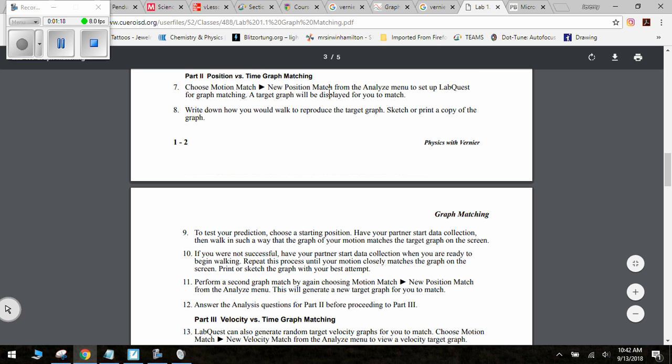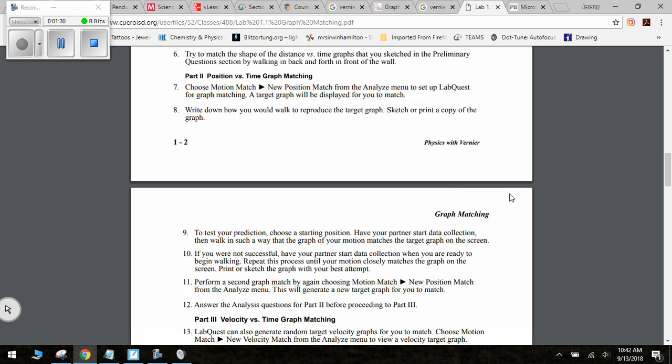So we made a new position match. A target graph was displayed. What a lot of people skipped out on doing was writing down how you would walk to reproduce the target graph. So that's one of the most important parts of the whole lab, is that you're making that prediction of what you're supposed to be doing.